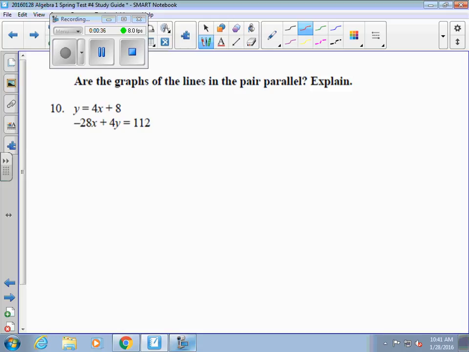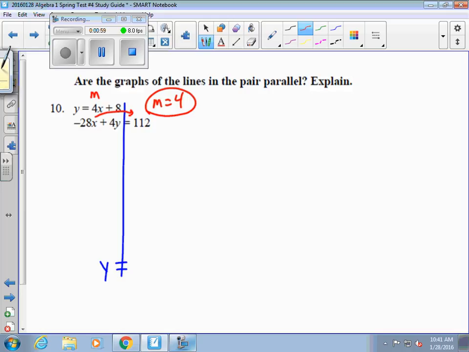The first one does, y equals mx plus b. You can see its slope is 4. So what you need to do is determine, does the other equation have a slope of 4 as well? The only way we can determine that is by putting it in slope-intercept form. Make it say y equals mx plus b. In order to do that, we want to move negative 28x over to the other side.